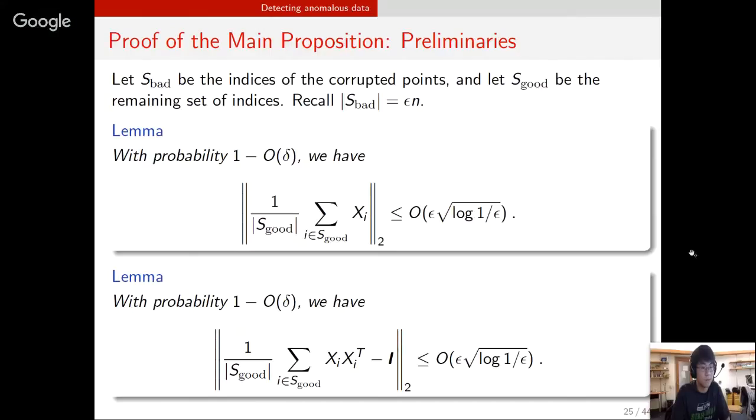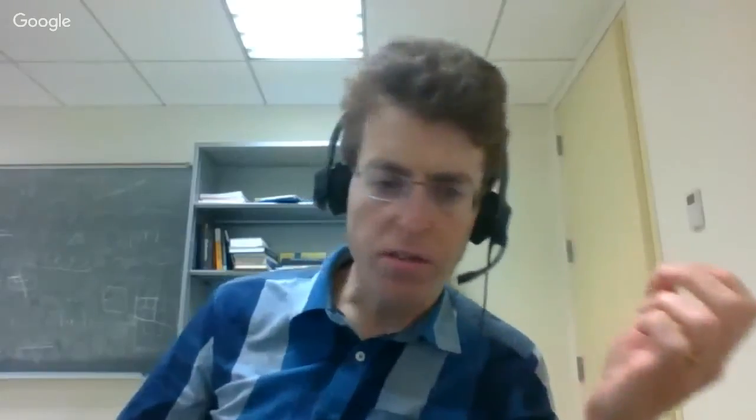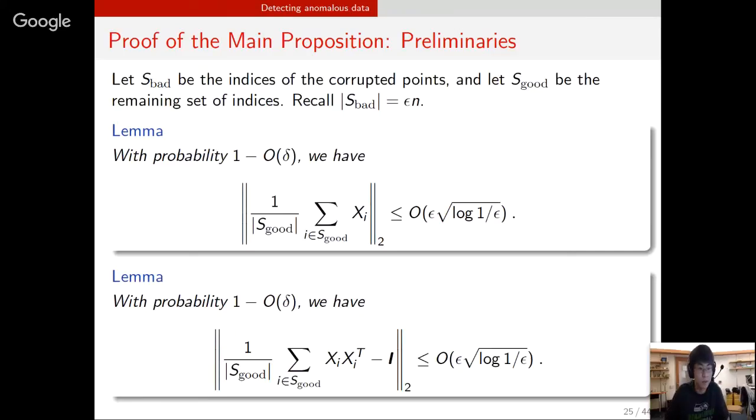For the rest of the proof, let us condition on the fact that the previous two inequalities both hold. Just one more question. Is there really no dependence whatsoever on dimension? Yeah. This is what makes the proofs a bit messy, but there's no dimension dependence here. If you do the union bounding properly, it just falls out.